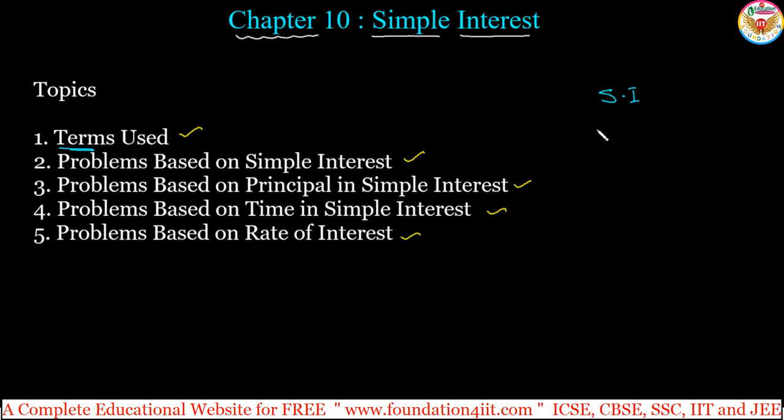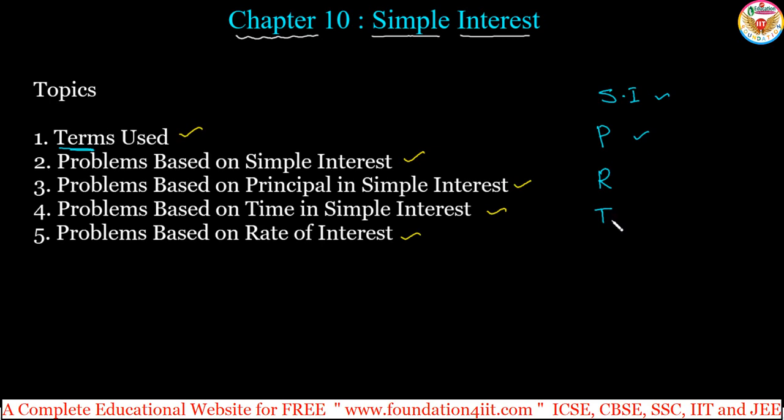Next, principal is P. We'll denote principal with P. It is the sum which the lender gives to the borrower. These terms you already studied in previous classes; I'm only revising them. R is rate of interest. The interest for a fixed period for every 100 rupees, per annum. The rate of interest is given as a percentage, like 10%, 20%, percent for every 100.